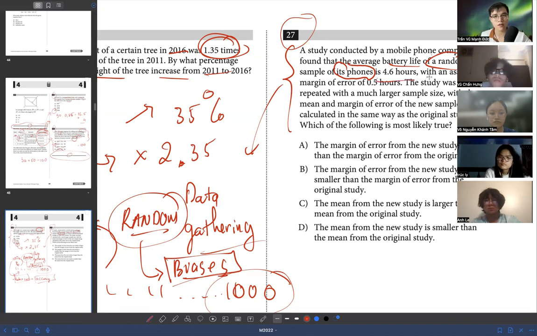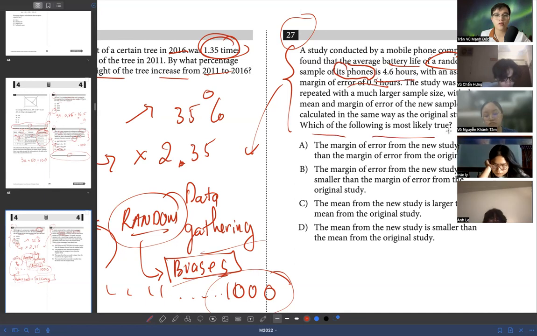It's 4.6 hours. With an associated margin of error of 0.5 hours, which means that it can be roughly 5.1 hours or 4.1 hours, the margin of error. The study was then repeated with a much larger sample size, with the mean and margin of error of the new sample being calculated in the same way as the original study. Which of the following is most likely true?